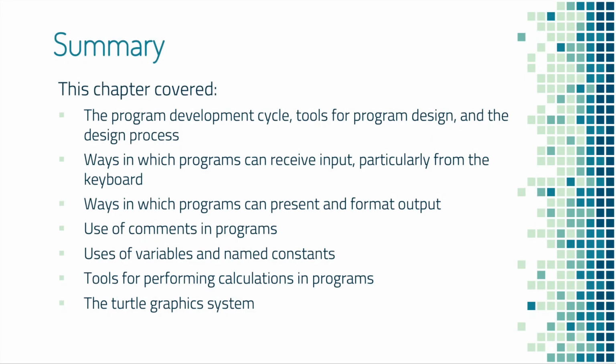Now, in summary for this chapter, what we've covered is the program development lifecycle, tools for program design, and the design process. The ways in which the program can receive input, and particularly from the keyboard. We've also talked about how we can present and format output. We've talked about how we can use comments and why they're important. We've talked about variables and why we should use named constants. And lastly, we've also talked about the tools for performing calculations in programs and the turtle graphics system.